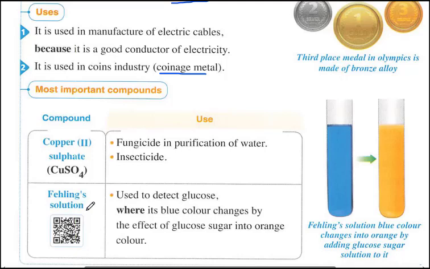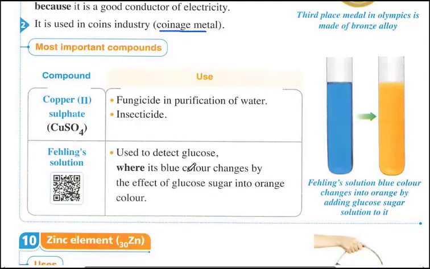copper 2 sulfate. Copper 2 sulfate in sodium potassium tartarate is blue. When we add some glucose sugar to it, it turns orange. Fehling solution is used to detect glucose. So when we put glucose in the blue Fehling solution, which is composed of sodium and potassium tartarate with copper 2 sulfate, it turns orange. That indicates the substance put here that turns the Fehling solution orange is a glucose substance.